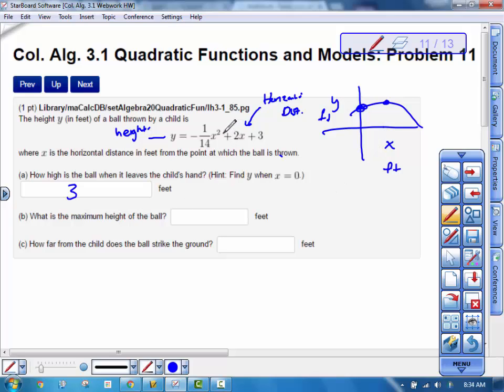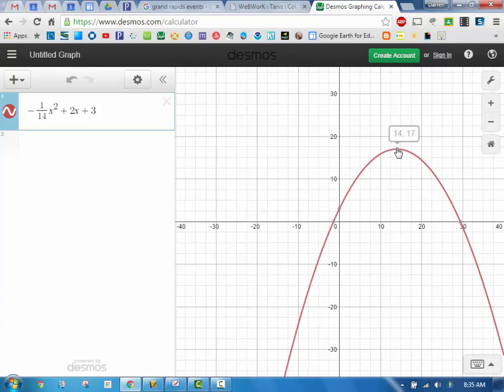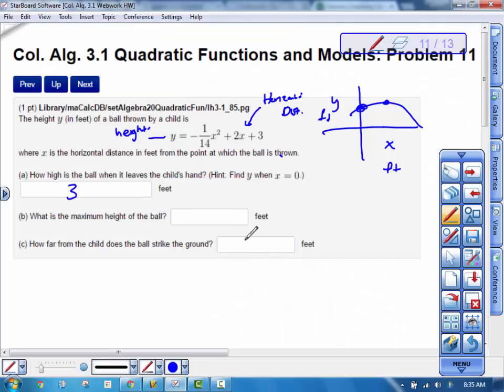For this one, I guess I'll just use decimals. I'll graph this in decimals and find the maximum real quick. All right, if you do that, you can zoom out and find the vertex there. It's at 14, 17. So we want the y-coordinate for the vertex, which is the maximum height, which would be 17 in this case. So maximum height is 17.